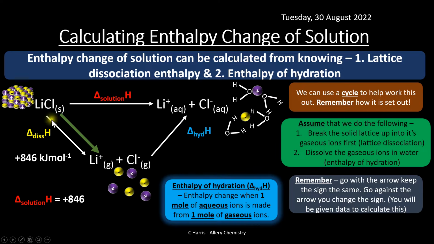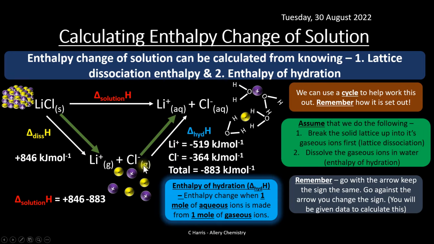So going with it here, let's say it's 846. Obviously, you'd be given the data to do this. And then going with it here, the hydration enthalpy is minus 883. So effectively the enthalpy change of solution here is minus 37 kilojoules per mole. So we've got a bit of energy that's been produced here, but it goes via this step here.